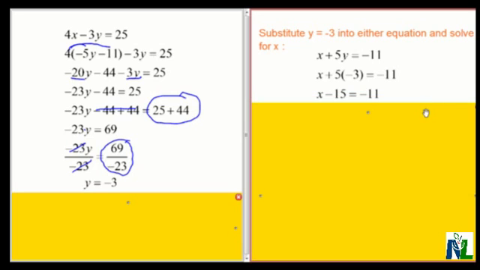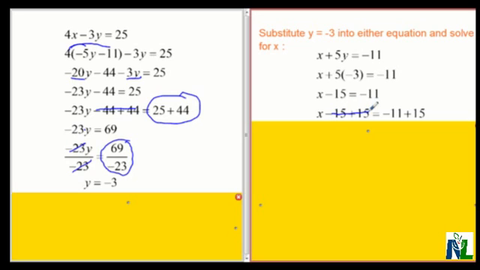So on the left-hand side, I'll have x minus 15. And on the right-hand side, I'll have negative 11. So I have x minus 15 equals negative 11. To get x by itself on the left-hand side, I'm going to add 15 to the left-hand side. But because I add 15 to the left-hand side, I must also add 15 to the right-hand side.